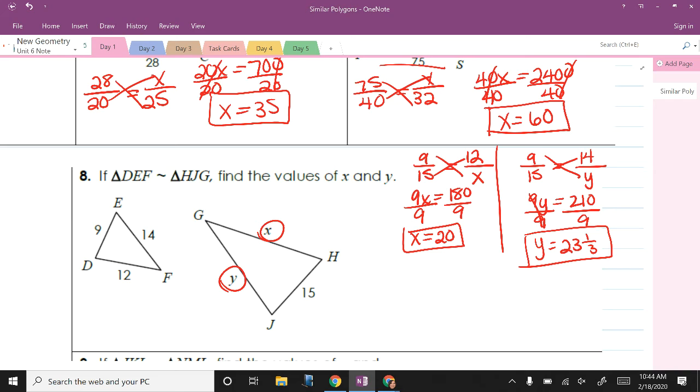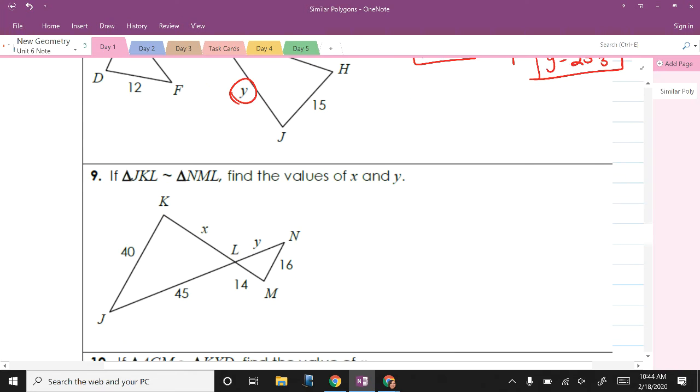So make sure you start with a pair of corresponding sides that you know both of their measures. Okay? If you want to, instead of 9/15, you can reduce that to 3/5. Right? The scale factor is 3 to 5. Okay, and that would give you smaller numbers so you're not multiplying and getting big old numbers. Okay.